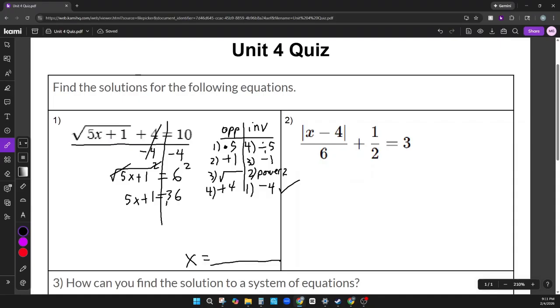6 squared is going to be 36. I then minus 1. I get 5x is equal to 35. And of course, I divide out my 5. That becomes x is equal to 35 divided by 5, which is 7. So my final answer is x is equal to 7.